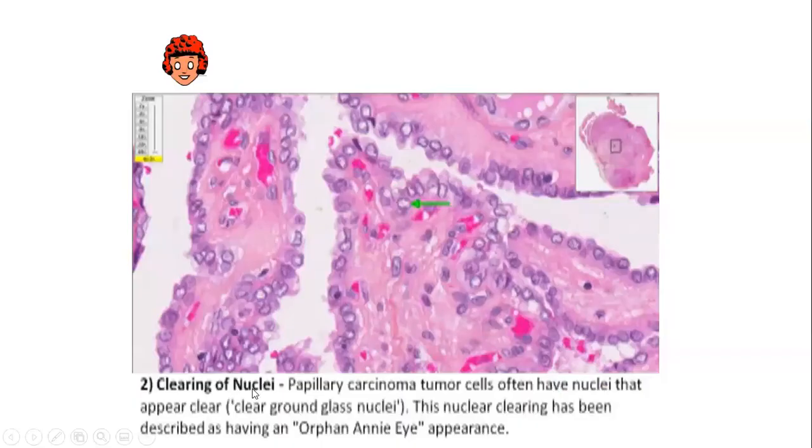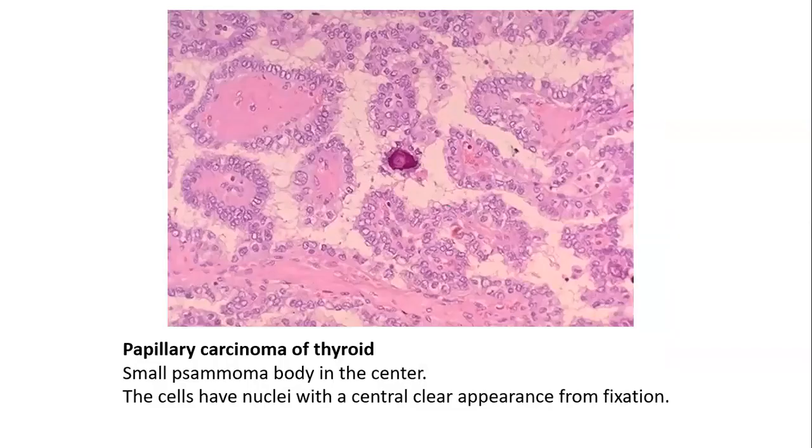So I was talking about the classic nucleus because of nuclear inclusions. You see the nucleus looks empty, something like Orphan Annie. You would have seen this character in your series. So Orphan Annie nucleus, what we call clear ground glass nuclei. Here you can also find psammoma bodies in the center, but try to appreciate the nucleus, the empty looking ground glass appearance.